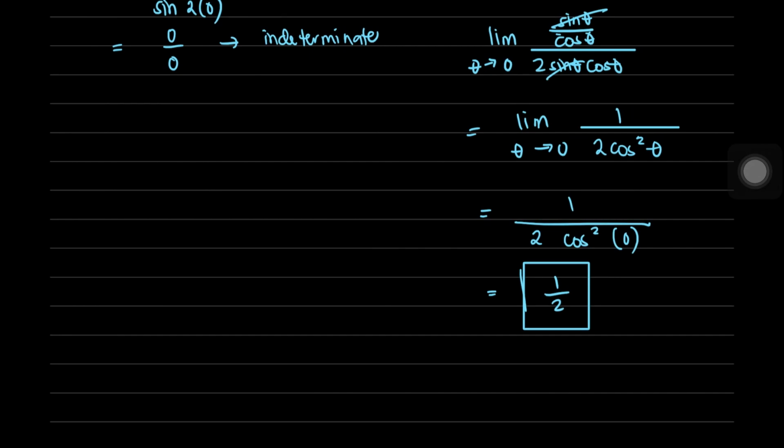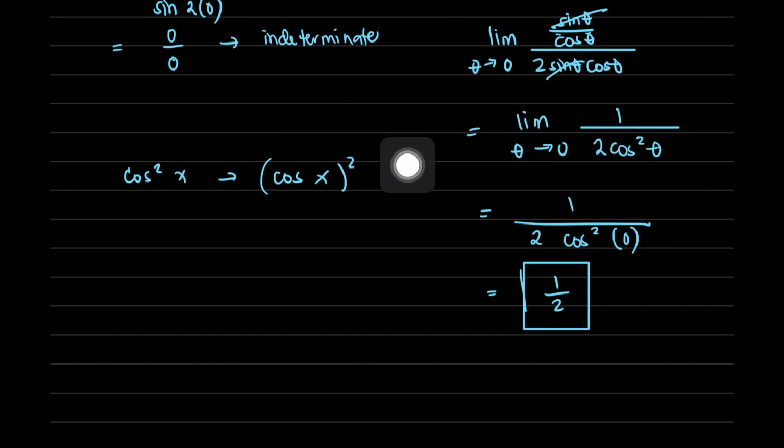Just another tip here. Cosine squared of x is equal to cosine of x quantity squared, and this expression is not equal to cosine of x squared. That is also a common error of students dealing with trigonometric functions raised to a certain exponent.